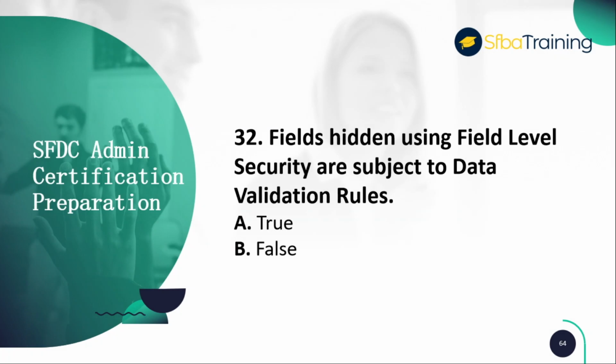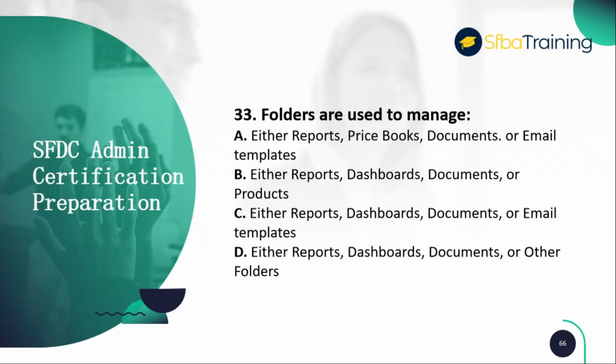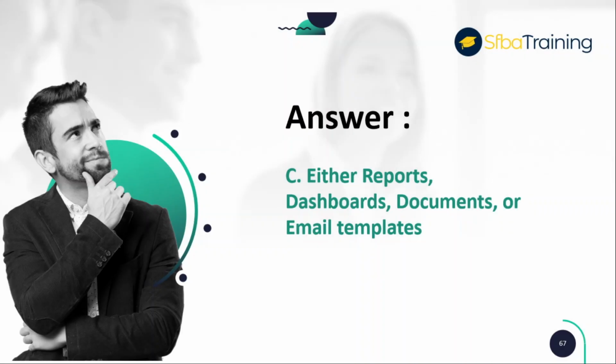Number 32. Fields hidden using field level security are subject to data validation rules. A. True. B. False. The answer is B. False. 33. Folders are used to manage A. Either reports, price books, documents, or email templates. B. Either reports, dashboards, documents, or products. C. Either reports, dashboards, documents, or email templates. D. Either reports, dashboards, documents, or other folders. The answer is C. Either reports, dashboards, documents, or email templates.